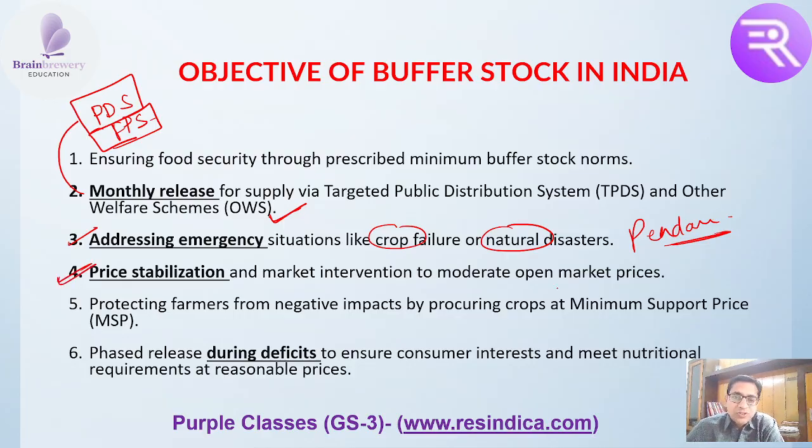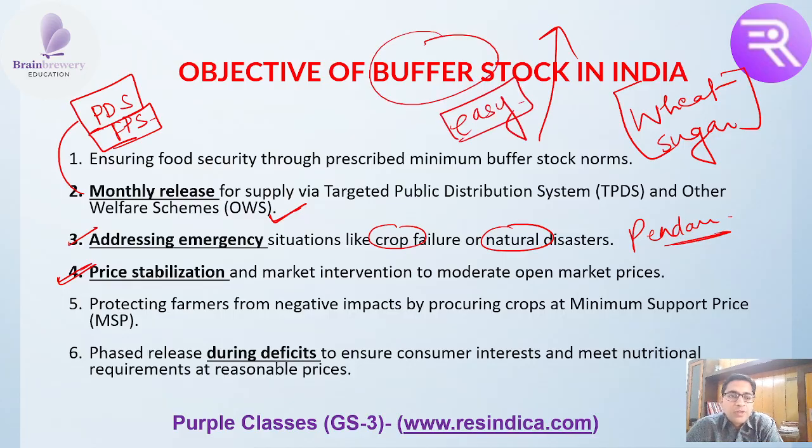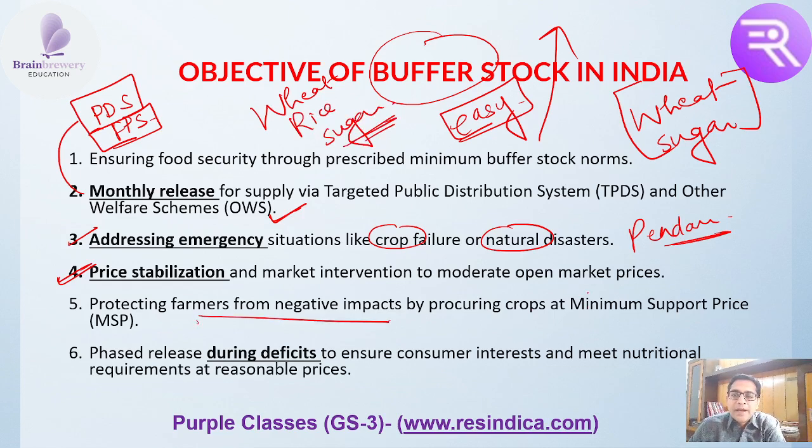Price stabilization. If all of a sudden we see that the prices of wheat are rising, or the prices of sugar are rising, then the government will release this grain or sugar from the buffer stock to ease down the prices. Last year the government did this for wheat, rice, sugar, and everything. The buffer stock also protects the farmer from the negative impact when procuring MSP crops.